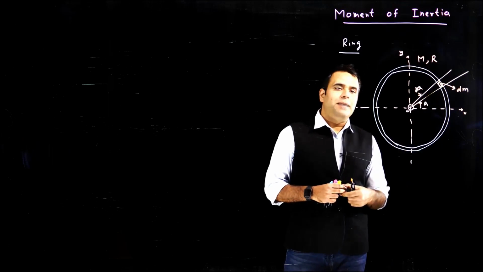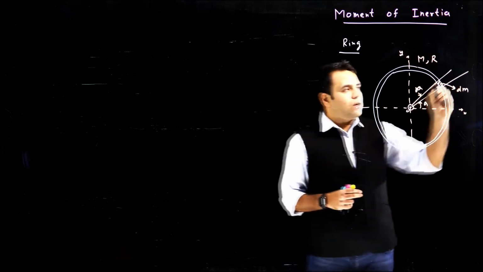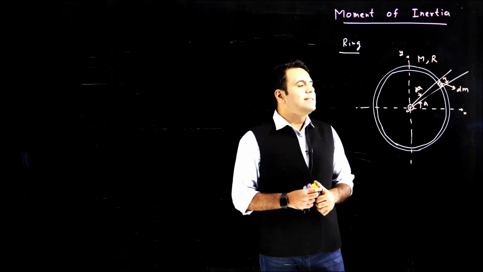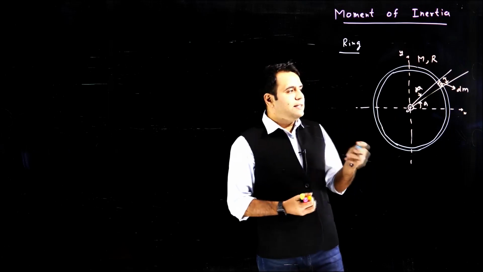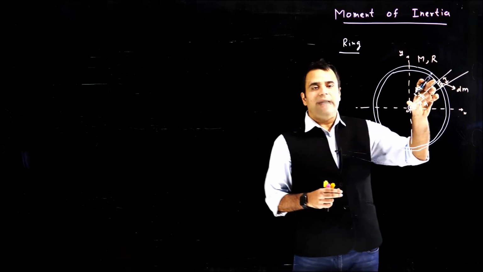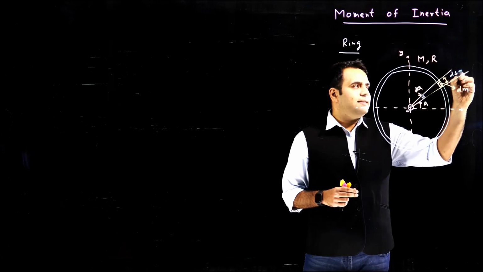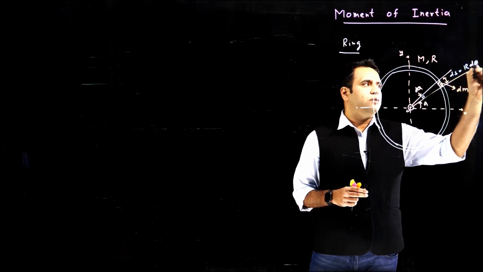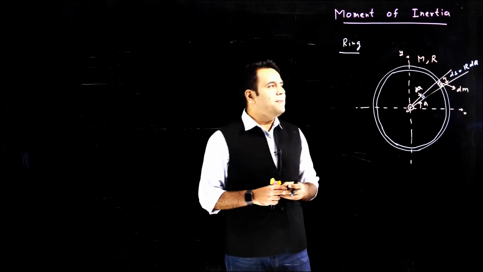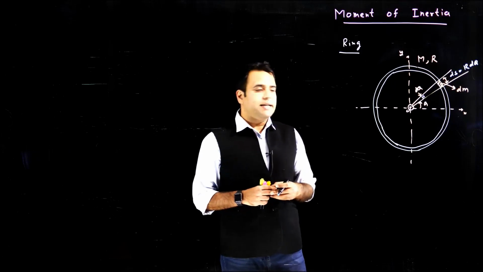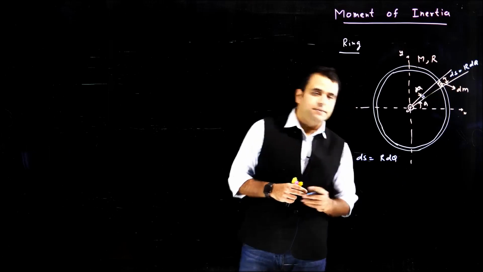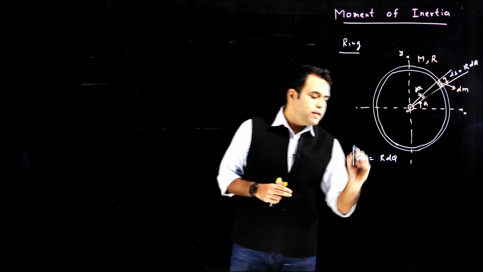Now I have to calculate the mass of this element. Before that, I have to calculate the length also. This is the length. This element is circular in nature, this angle here is d theta, and the radius is r. If this length is ds, then ds equals r d theta from circular kinematics. So the length of the element is r d theta. We can write it separately: ds is r d theta. This is the length of the element.